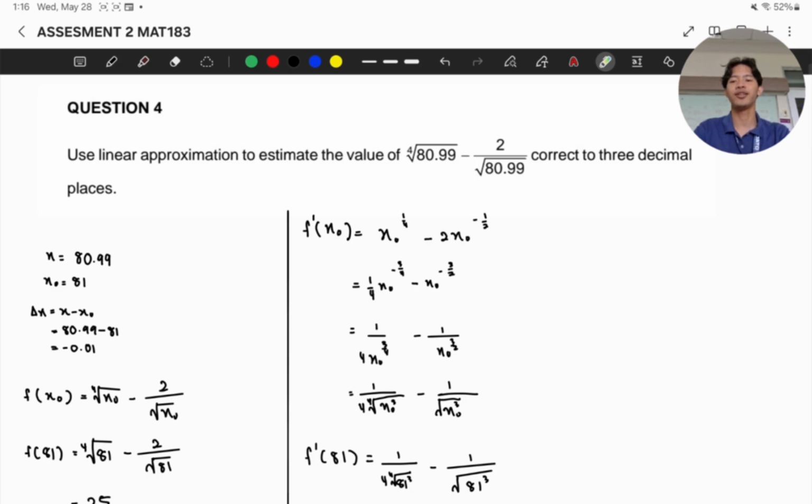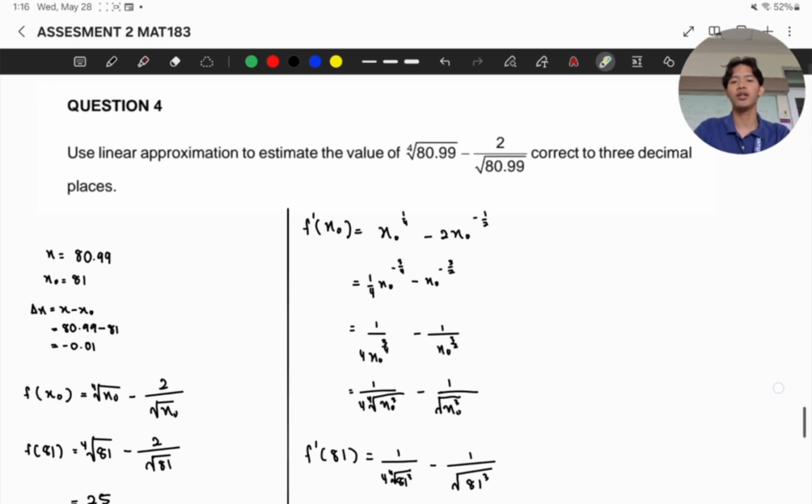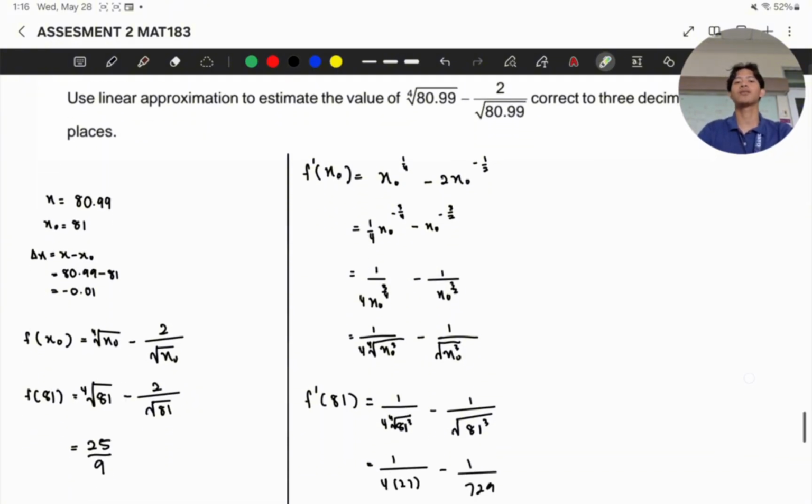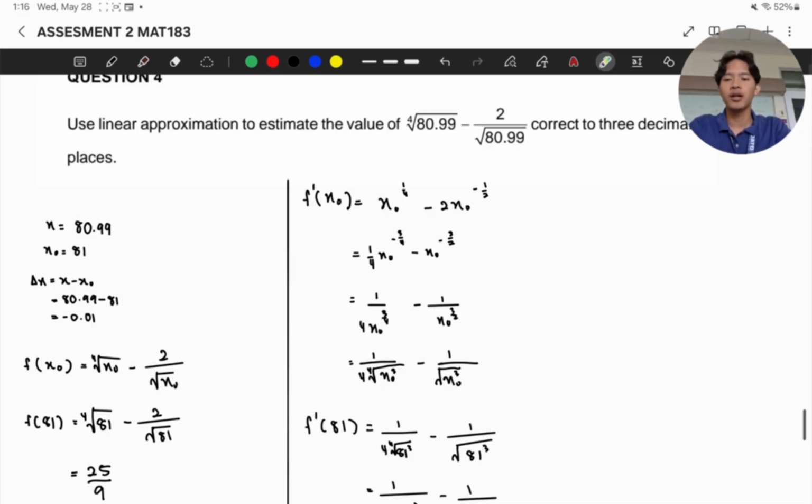Now, question number 4. Use linear approximation to estimate the value of square root of 18.99 minus 2 over square root 18.99, correct to 3 decimal places. Okay. First step, you have to find the value of x. We can get the value of x from the equation. So 18.99. Then we have to find x sub 0. We have to take the value nearest to 18.99. So we take 81 for x sub 0. Then find delta x.